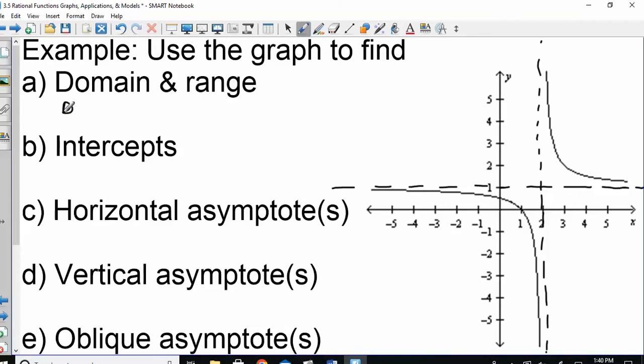What would be the domain of this graph? So domain is left to right. So this piece went until we got to 2. We didn't cross it, so it gets a parenthesis. This one picks up after 2 and goes forever. The range, what's the only y value we don't hit? 1. Could be negative infinity to 1, union 1 to infinity.